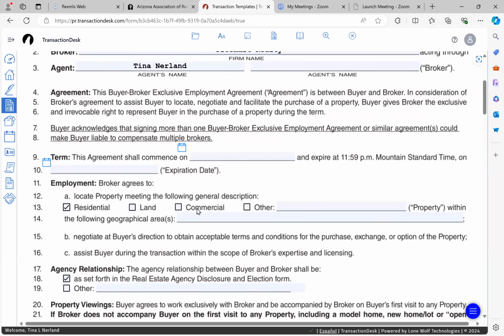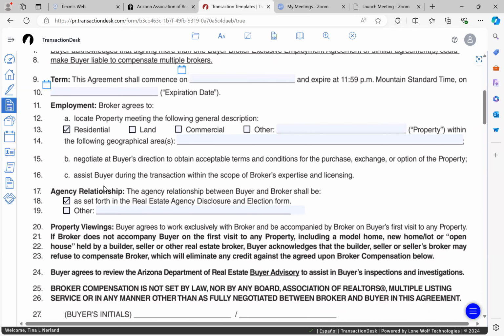Negotiate a buyer's direction to obtain acceptable terms and conditions for the purchase, exchange, or option of the property. Assist buyer during the transition within scope of buyer's expertise and licensing. Again, going back to the commercial, if you're not an expert, probably not a good idea to do it.